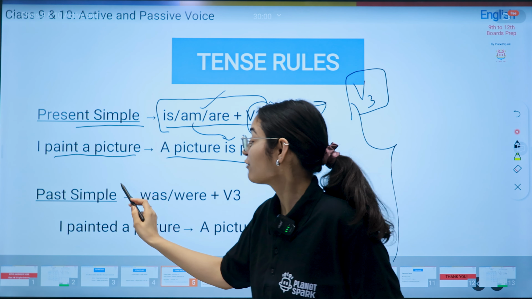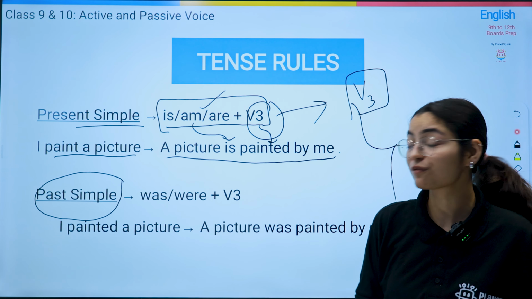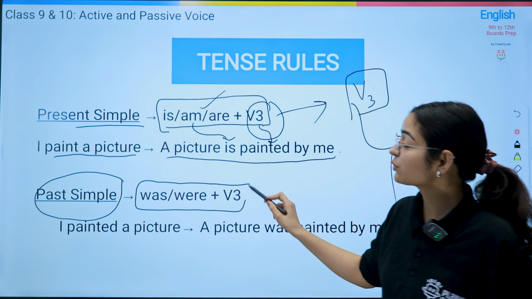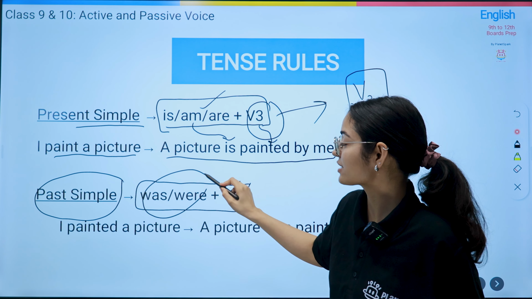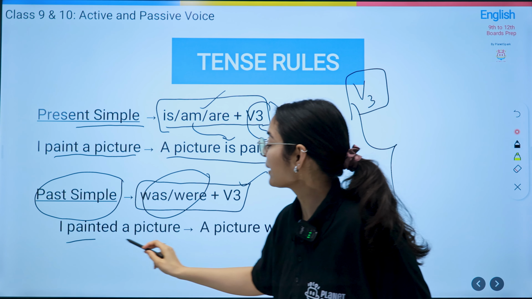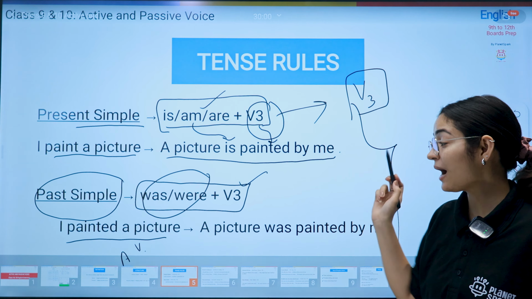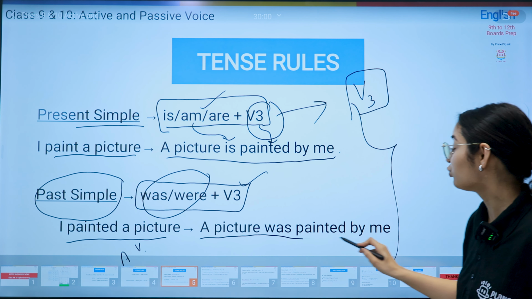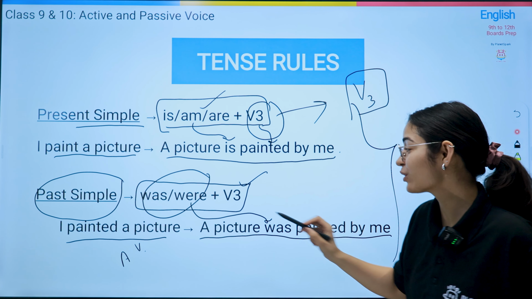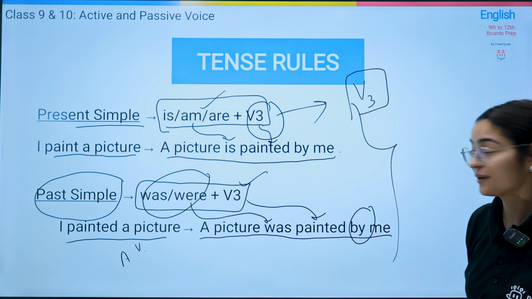Now, let's talk about past simple. Whenever you change a sentence which is in past simple from active to passive voice, this should be the structure for it. You use either of the helping verbs was and were plus the third form of verb. Now, for example, I painted a picture. This is in active voice. Now, if I have to change it into passive, I'll say a picture was painted by me. I have used one of the helping verbs here and with it the third form. Also remember, you have to use by.